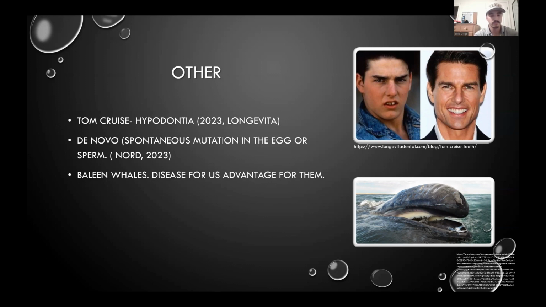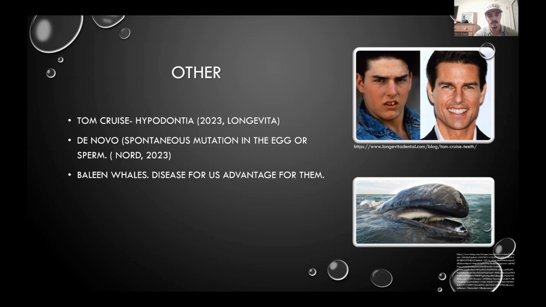And another cool fact is that there's a non-genetic way to get endodontia. It's not actually, I'm sorry, it's not cool. It kind of sucks if you do get it. It is when there's a spontaneous mutation in the egg or the sperm that leads to endodontia in the person. In this case, the baby.